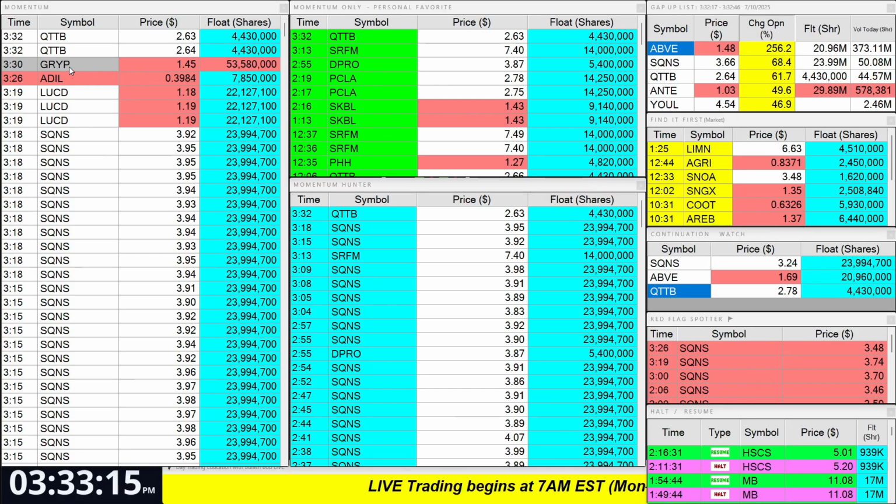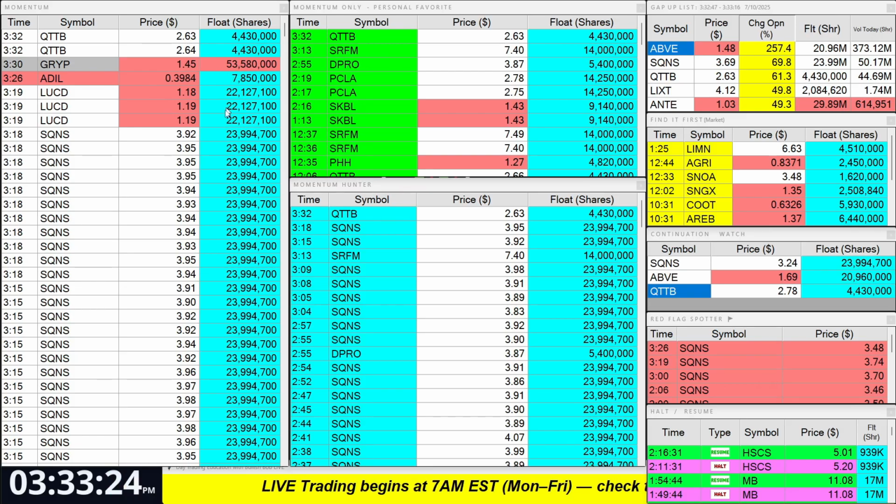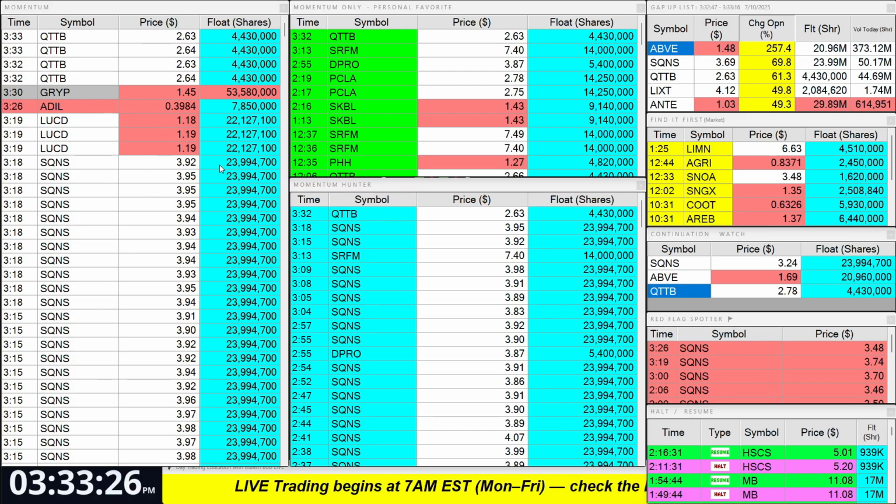So we've got the gray for the large float, red for the cheap stocks under $1, and red for red flags anywhere on the float or price column. So that's going to be really important for me. Looking at that float size is going to be one of the most important factors for when I'm trading.